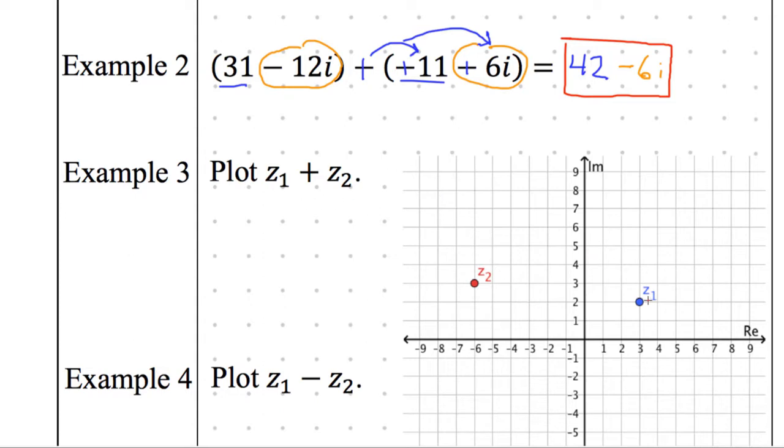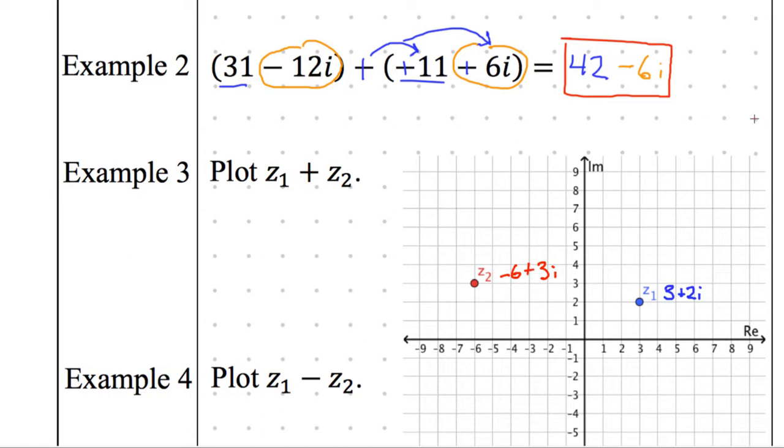So I'm going to figure out what the position of Z1 is. Z1, I'm going to do in blue, is 3 plus 2i. I have to get that information by itself because I went 3 in the real direction and I went up 2 in the imaginary direction. For this red Z2 number, that's minus 6 in the real, and I went up 3 in the imaginary, so plus 3i. By getting this information first, it makes it a lot easier to add them.